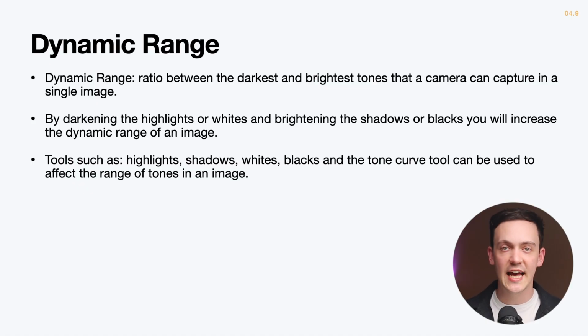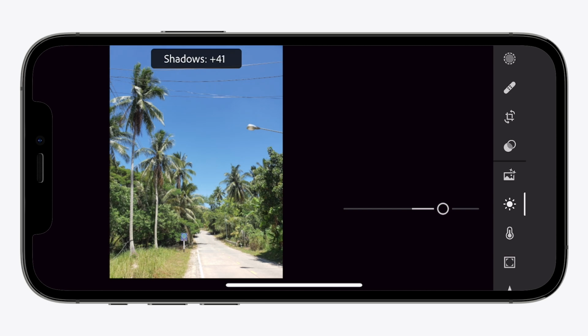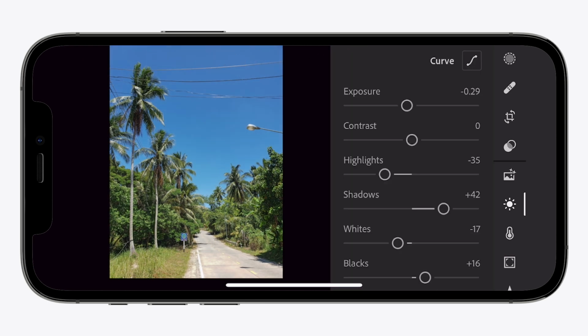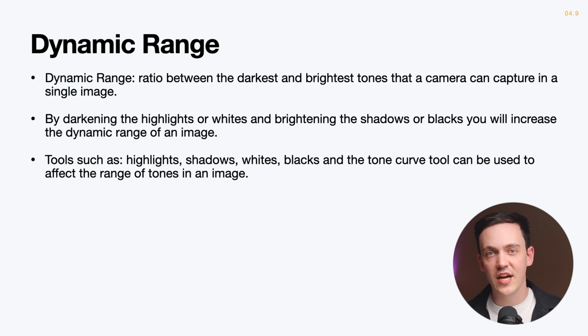There is a trick within editing that can increase the perceived dynamic range of an image. By brightening the dark elements and darkening the bright elements, you can achieve an image with a higher dynamic range. Tools such as highlights, shadows, whites, blacks, and the tone curve tool can be used to affect the range of tones in an image. Use this technique sparingly because overuse of this technique can quickly make an image appear unnatural.